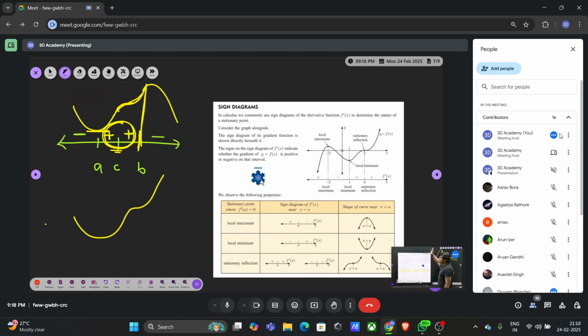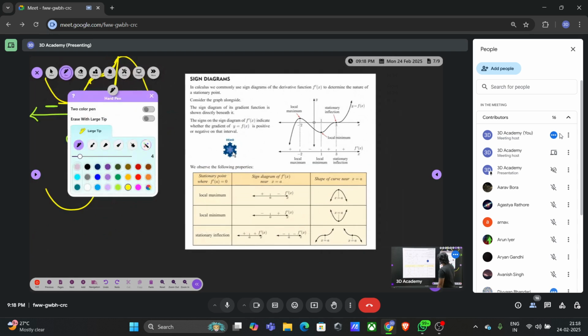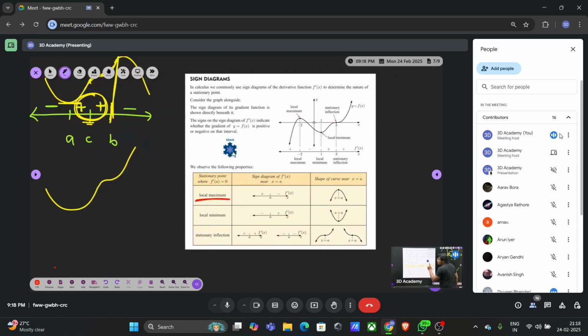Guys, how many of you are understanding this? Please raise your hands. Here you will understand. See, for a local maximum, first the gradient will be positive, then negative. Positive means increasing, negative means decreasing. So when you get a curve like this, it is a local maximum. When you get a curve like this, it is negative, then positive, it is a local minimum.